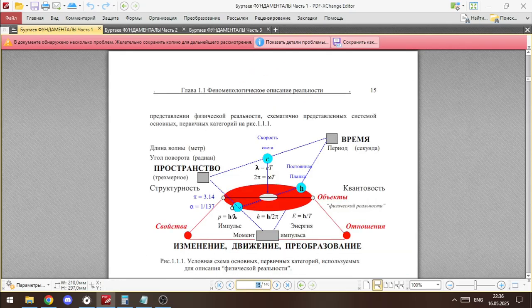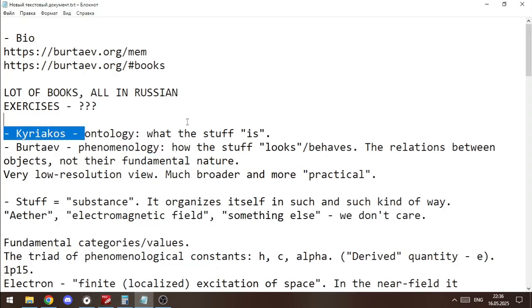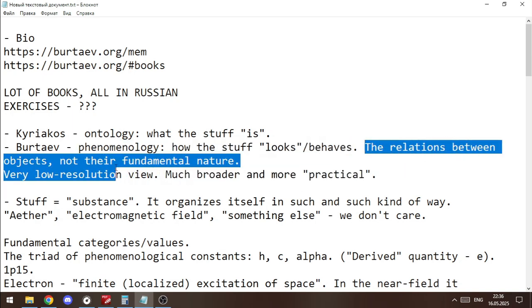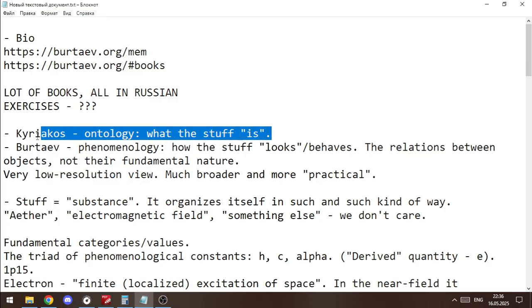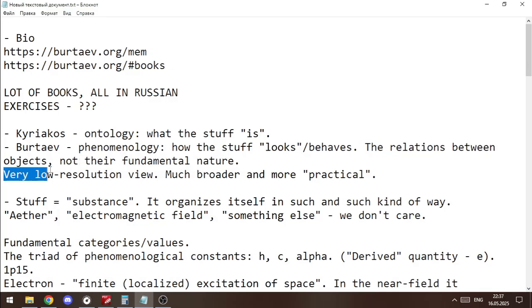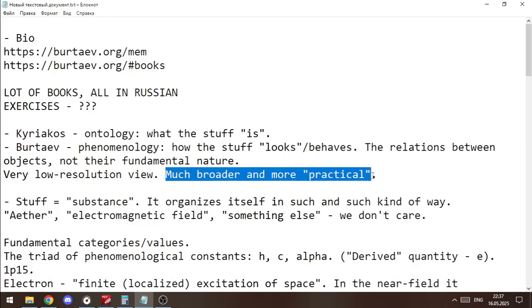So what is phenomenology? As opposed to ontology, which is considering what the stuff is, phenomenology considers more how the stuff looks and behaves, or even better, the relations between objects, and not their fundamental nature. So Kyriakos was considering the fundamental nature of stuff, and Burtaev is mostly considering the relations between objects. So we are going to be dealing with a very low resolution view, which is somewhat unpleasant, but by necessity it is what it is. At the same time, this fact that we're having a very low resolution view allows it to be much broader and more practical.